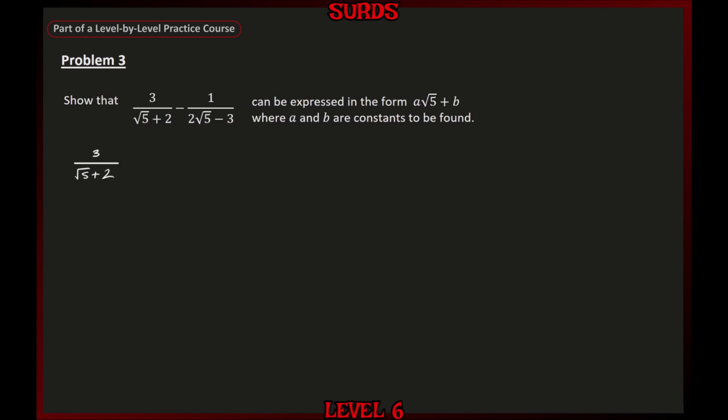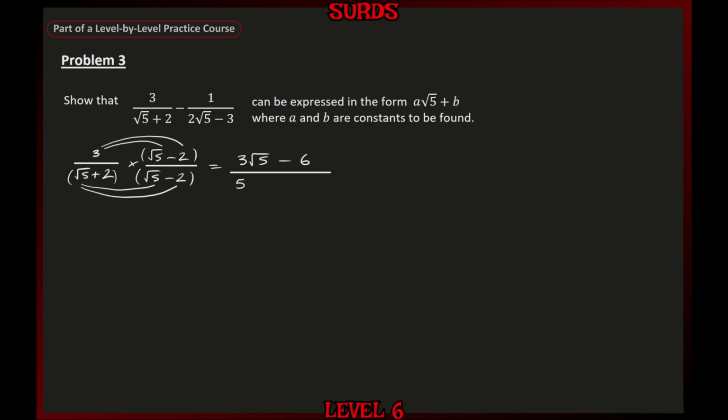So starting with the first fraction, 3 over root 5 plus 2, I'm going to times top and bottom of the fraction by the conjugate of root 5 plus 2, which is root 5 minus 2. Put everything into brackets and then expand. I'm going to start expanding on the numerator. So we have 3 times root 5, which is 3 root 5, and 3 times minus 2 just gives us minus 6. In the denominator, we have root 5 times root 5, which is 5.